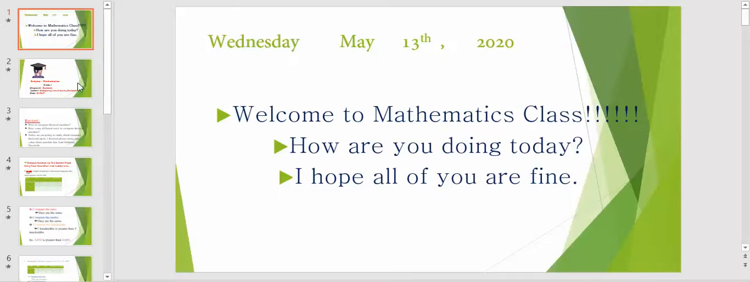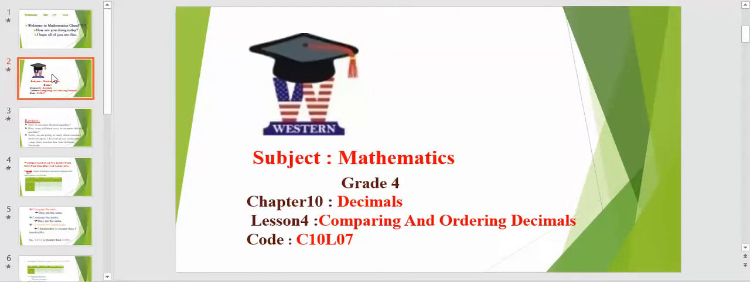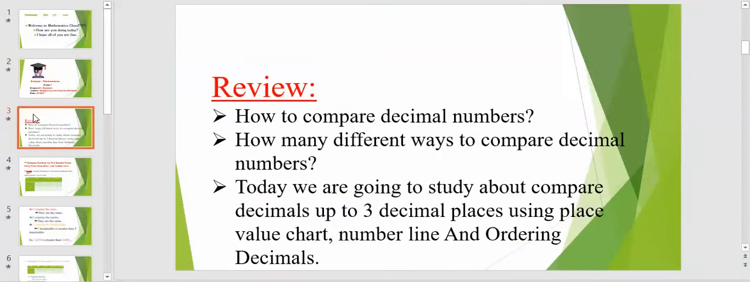Okay, let's move to our lesson together. We are going to continue our lesson for comparing and ordering decimals. Let's start together. Before we start the class, we're going to review the previous lesson that we learned together. So how do we compare decimal numbers? Do you remember, everyone? Think a moment and answer my question. How many different ways are there to compare decimal numbers?